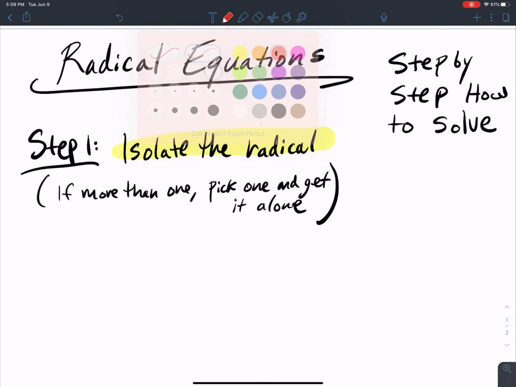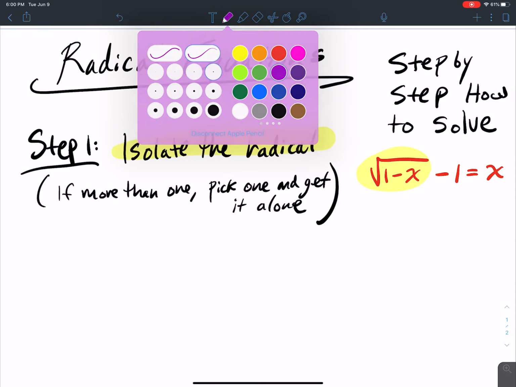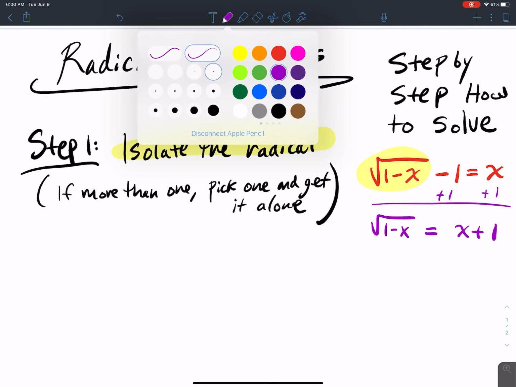So say we have the problem square root 1 minus x and then minus 1 equals x. How do I isolate this radical right here? Well, I need to get it by itself. To do that, I need to do the inverse of negative 1, which is plus 1. So I'm going to add 1 to both sides, and that gets me the square root 1 minus x equals x plus 1. That's step one, okay?